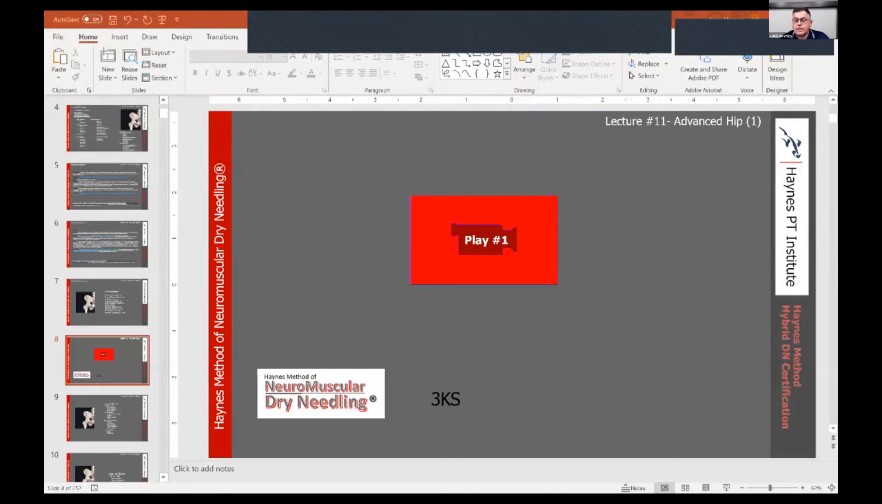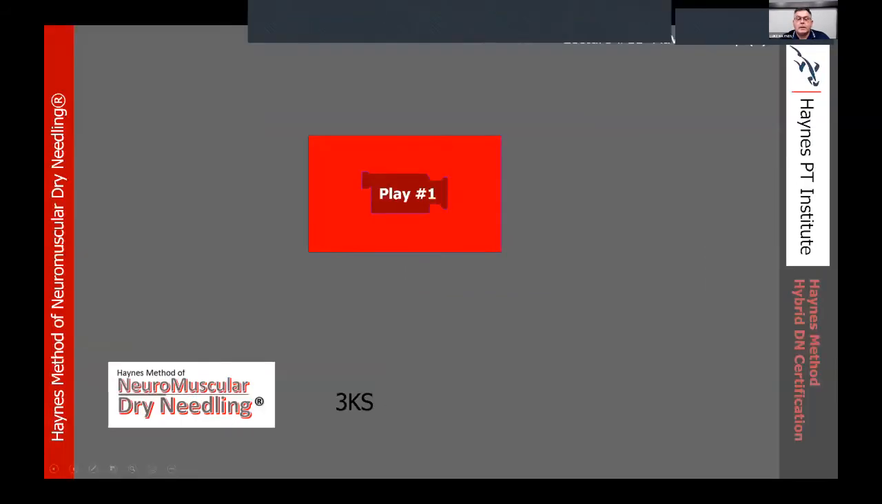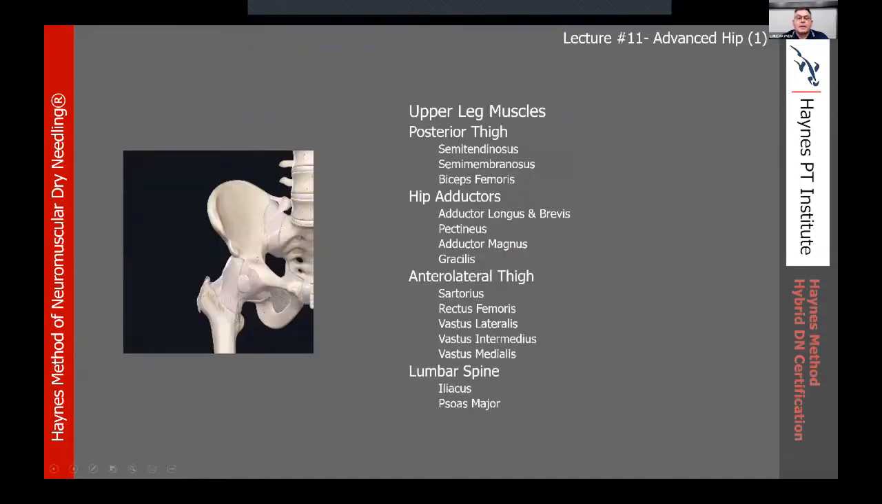So let me come back to our PowerPoint. Okay, so let's get into the upper leg muscles here. We'll talk about posterior thigh, semitendinosus, semimembranosus, biceps femoris. Again, we've already talked about these, but we'll touch base on them again. We'll look closely at the hip adductors. We'll look at the muscles in the lateral thigh, the sartorius, and then all the extensors, the knee extensors, and then lumbar spine, iliacus, and psoas major.